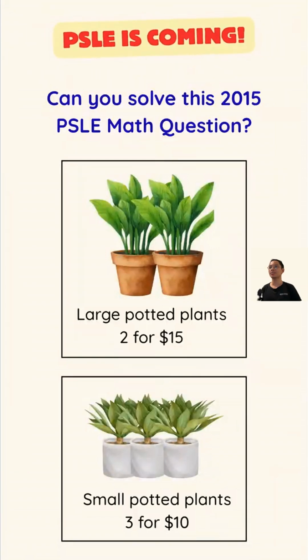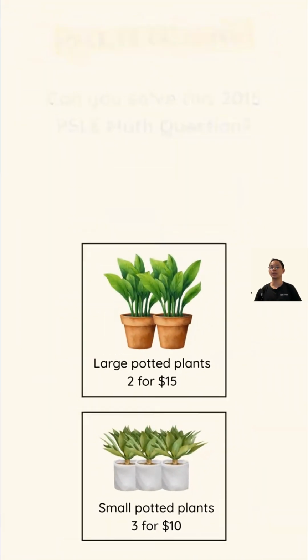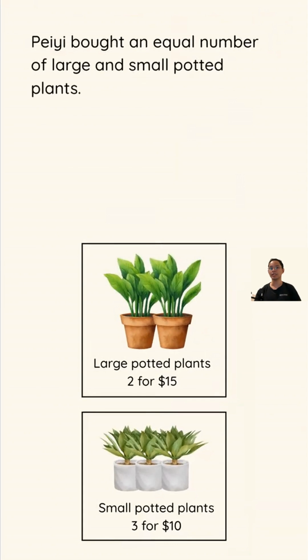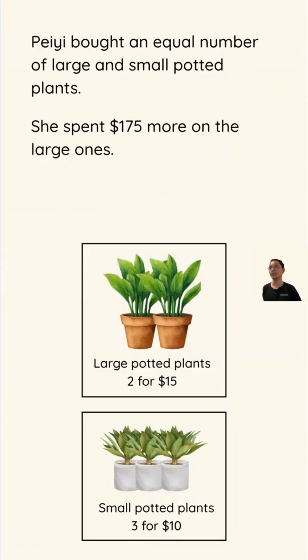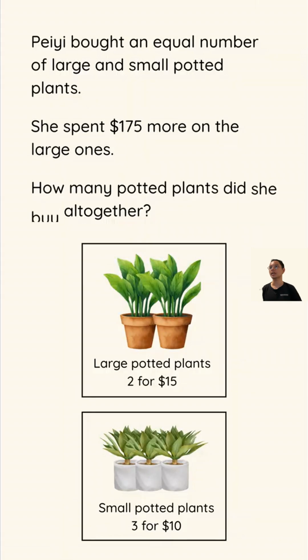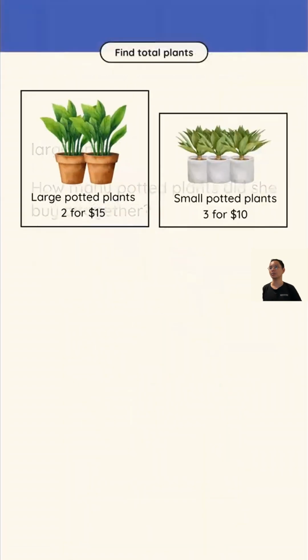PSLE is coming. Can you solve this 2015 PSLE math question? The question goes, Pei bought an equal number of large and small potted plants. She spent $175 more on the large ones. How many potted plants did she buy altogether?